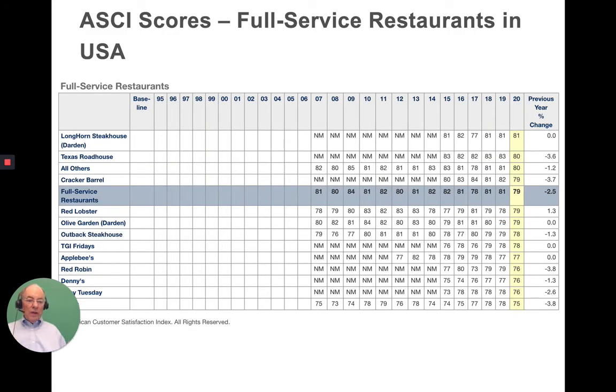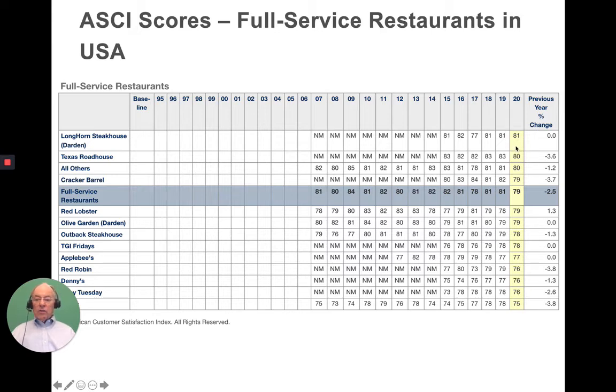Looking at full service restaurants, what we see here, if you look over on the shaded area and you see full service restaurants, they're at 79. So overall, full service restaurants are rated a little bit more satisfactory. But when you look at the high-end restaurant chains, and these are the high-end chains up here, family restaurants, that is, full-service family type restaurants.